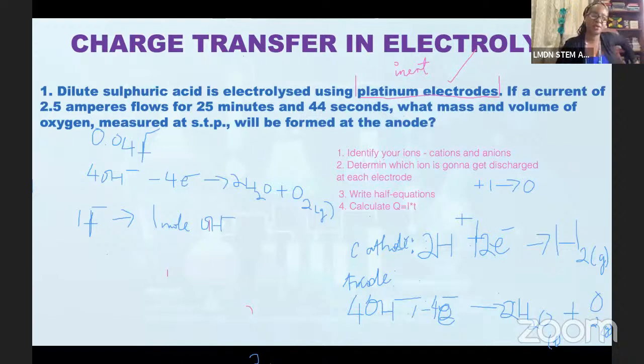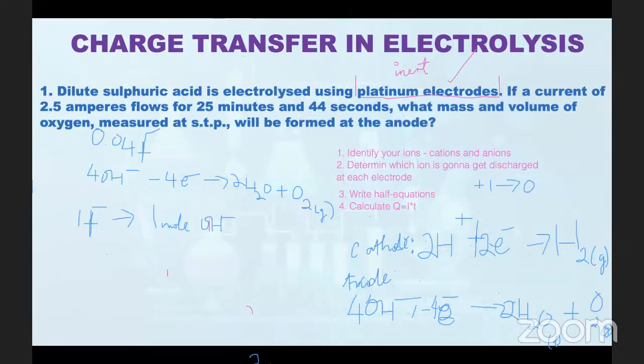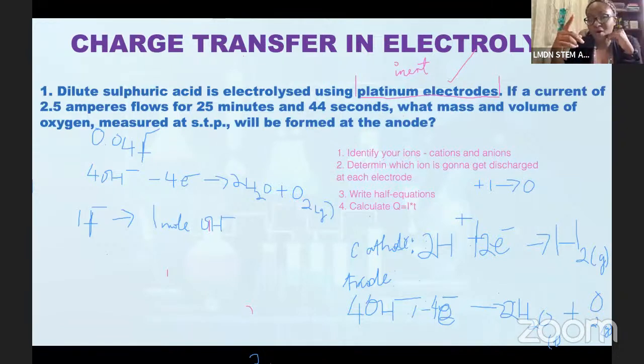Okay, let's think about it this way. We need 1 Faraday to discharge 1 mole of OH minus. From the balanced equation, if we discharge 4 moles of OH minus, we're going to get 1 mole of oxygen gas. Are we on the same page with that? If you discharge 4 moles of OH minus, you get 1 mole of O2 gas. That's what our balanced half equation tells us. Are we good on that?